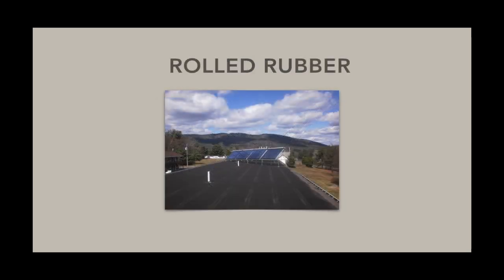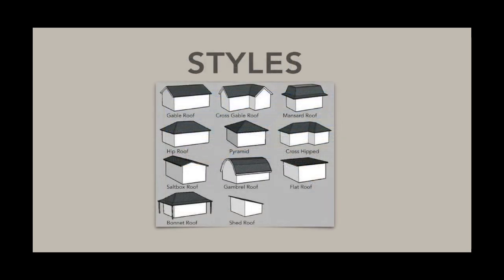Rolled rubber: ethylene propylene diene monomer is a synthetic rubber most commonly used in single-ply roofing because it is readily available and relatively simple to apply. The following illustration provides a few common examples of roof styles. Throughout your home inspection business, you will come across many types of roof styles that may require further research. A few examples of roof styles: gable roof, cross gable roof, mansard roof, hip roof, pyramid hip roof, cross hipped roof, salt box roof, and gambrel roof, flat.